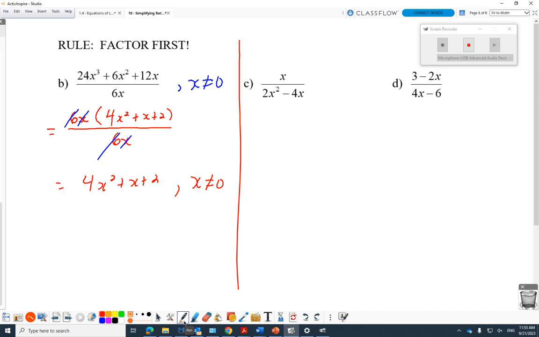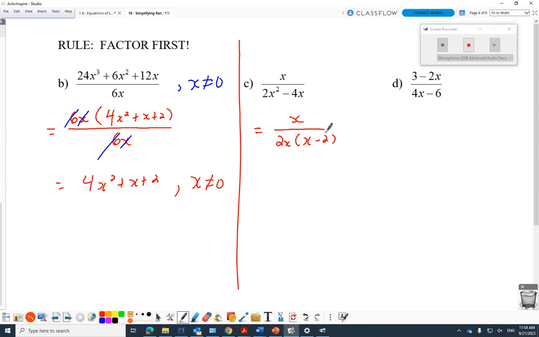First step of this one, I say we state the restrictions. Factor first. Oh, we have to factor first, or we won't be able to see the restrictions. So here, factor first. What's the first step of factoring? Common factor. This one has a common factor.